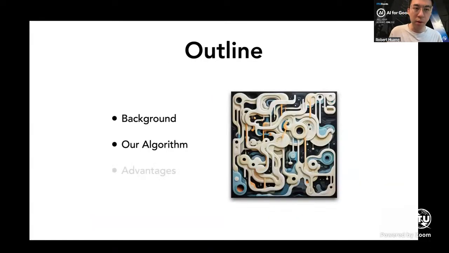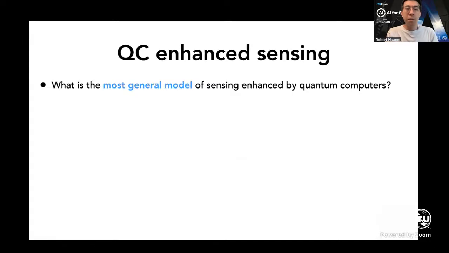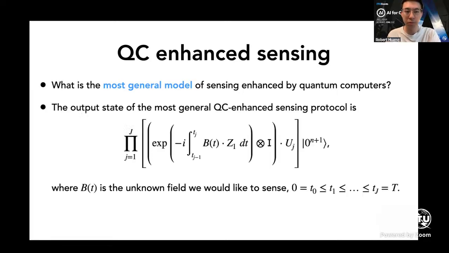So first, I would like to dive into our algorithm to describe what our algorithm looks like. And then I will talk about the advantage in the final section of the talk. But before diving into that, one can first ask this question. Suppose I have a sensor that has a quantum computer that sits on the side to control it. What is the most general model of all the things that could be done by having a sensing strategy enhanced by quantum computers?